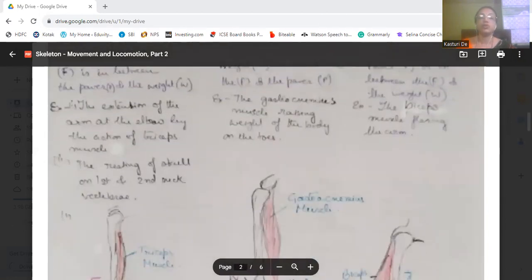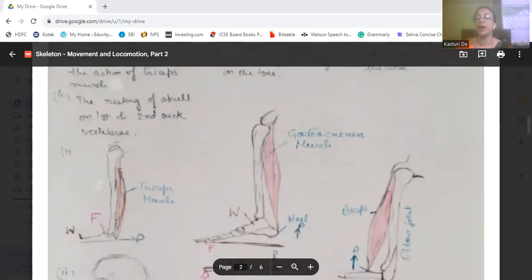Now, in our body, what are the examples of the first class lever, second class lever, and third class lever? In the first order lever, the example is the extension of the arm at the elbow by the action of the triceps. This upper arm muscle is the triceps. We have biceps and triceps, no? The fulcrum is at our elbow. This portion is the fulcrum.